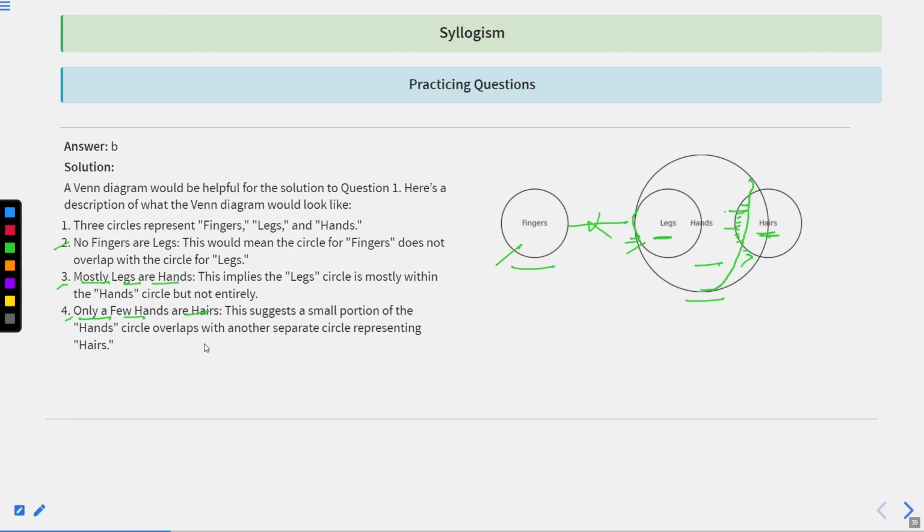Now all hands being fingers. Now the question is, there is no linkage. There can be a chance that the fingers could have been like this also with the hand, but there is no direct inference that we are getting from the statements that have been provided. Only a few hairs are hands, so there is no linkage. Only a few hands are hairs. So there is a link between hands and hairs. There is a link between legs and hands. There is no link between legs and fingers.